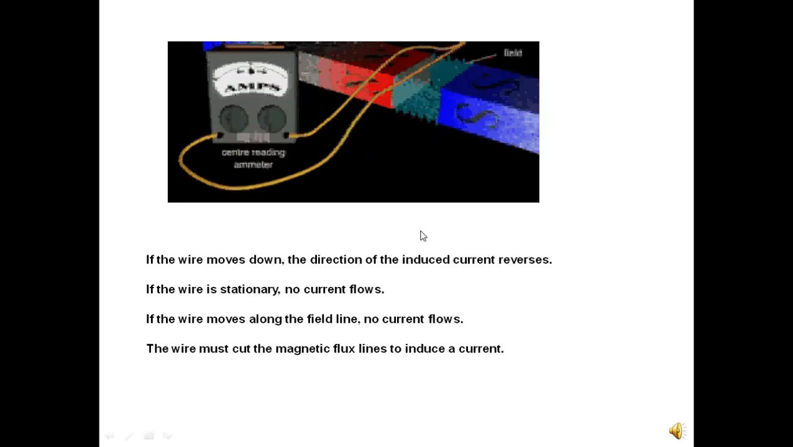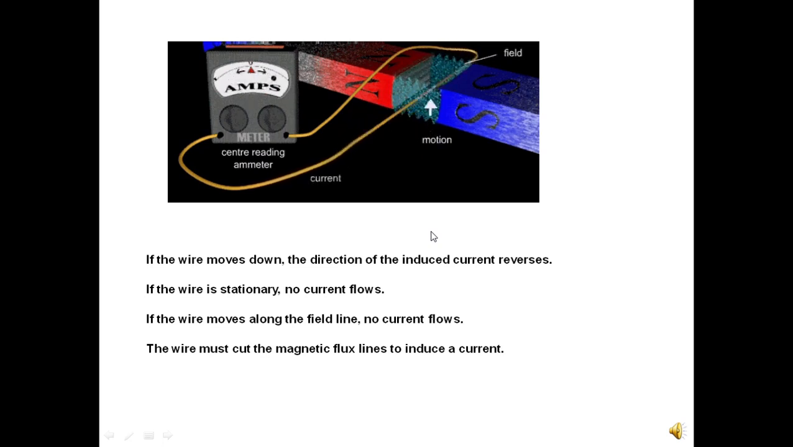So if we change the direction of motion of our conductor, we move the conductor down through the field, we get an induced current in one direction. If we move it up, we get an induced current in the other direction. But you can see that if we move it along the field lines, remembering the field lines run from north to south, so that it isn't actually cutting through the field lines, then there is no induced current.